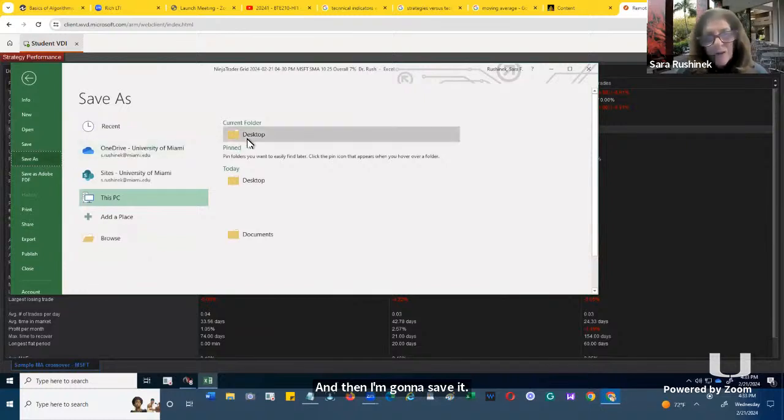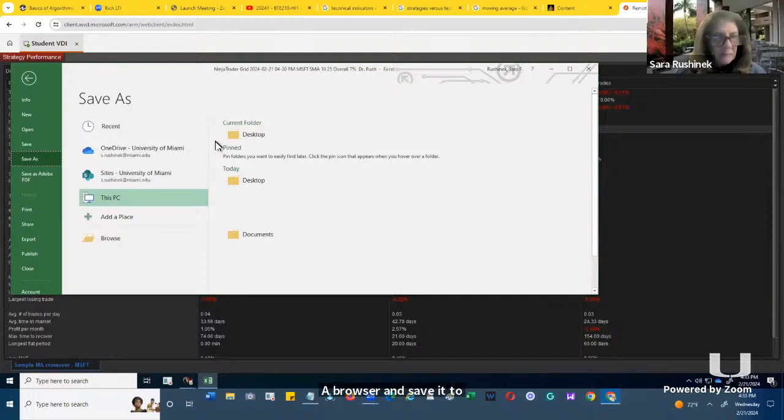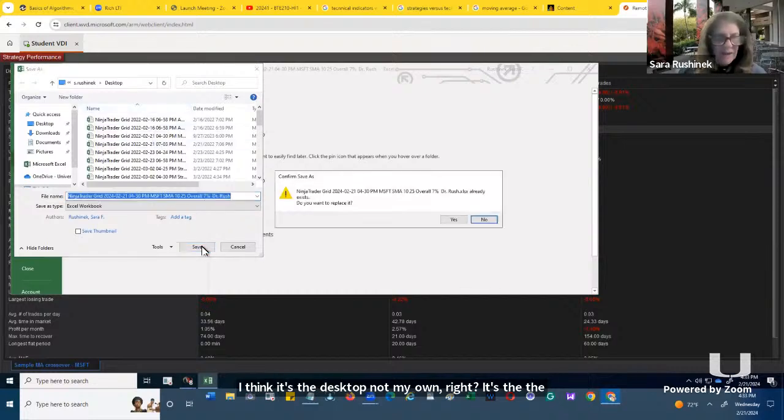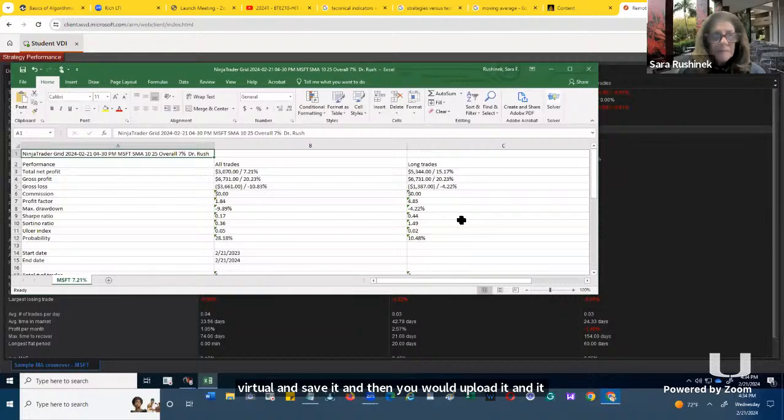And I can save it to your desktop, which is the virtual desktop, or you can even save it to the University of Miami OneDrive, or you could save it to the desktop and then open up a browser and save it to your email, send it, or any other place you have. And notice here I have the desktop, it's the virtual desktop, not my own. Save it, and then you would upload it, and it says already exists because I've done it already, and it's done.